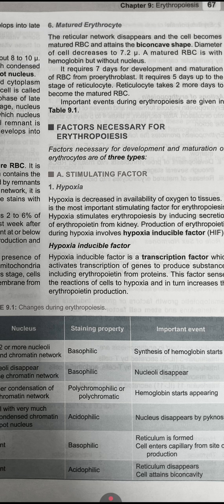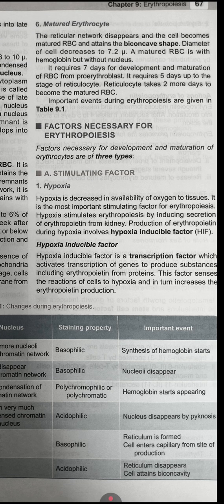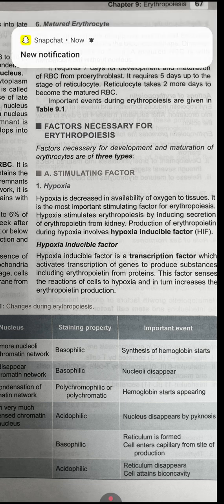Next, in reticulocyte, due to destruction of Golgi apparatus or ER, these reticular structures are formed in the cell, and in this stage the cell enters the capillary from the site of production through diapedesis. And in the last stage, the reticulum disappears and the cell attains biconcavity. Next, in the next class we will study factors necessary for erythropoiesis.